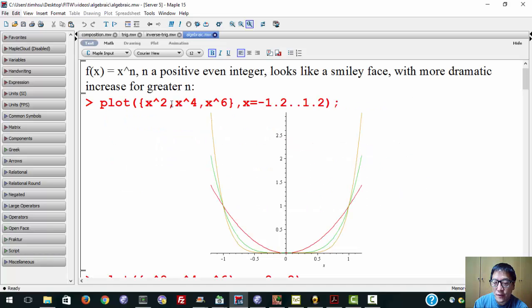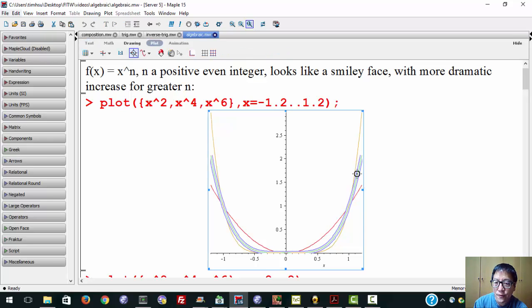So here are some pictures of power functions. If f of x equals x to the n, where n is a positive even integer, that looks like a smiley face, as you can see here. So here's x squared, x to the 4th, and x to the 6th, and as you can see, as the exponent n increases, you get a more dramatic increase for greater n.